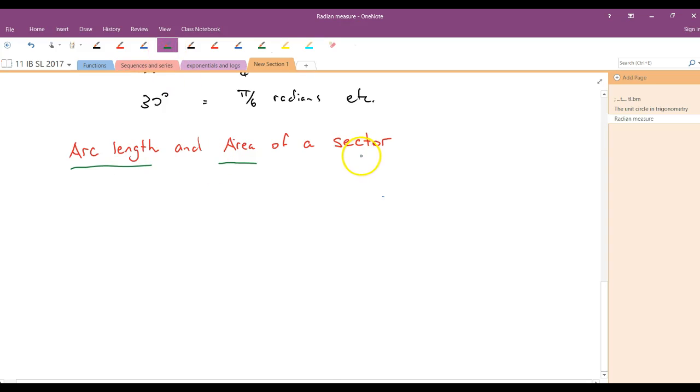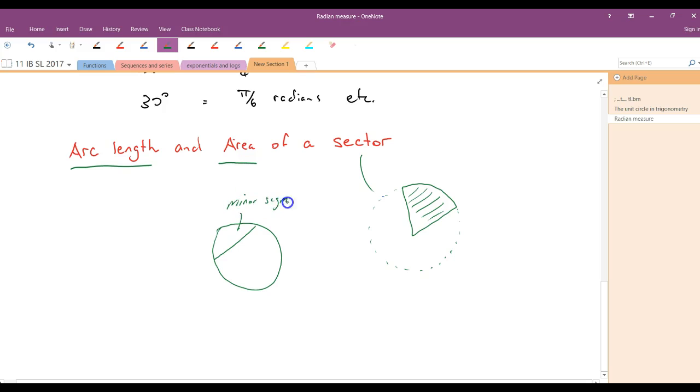Now, a sector of a circle is one of these. That's a sector of a circle right there. It's just a piece of pie. We're going to look at arc length and area of a sector, as opposed to, and often confused, by myself as much as anyone, a segment of a circle, where you make two segments with a chord, and you make a minor segment. But that's a segment, right?